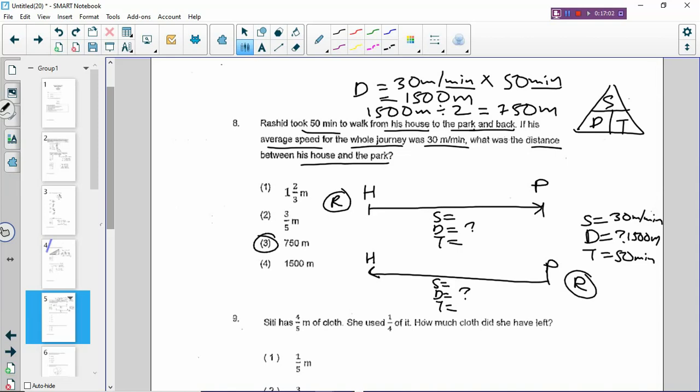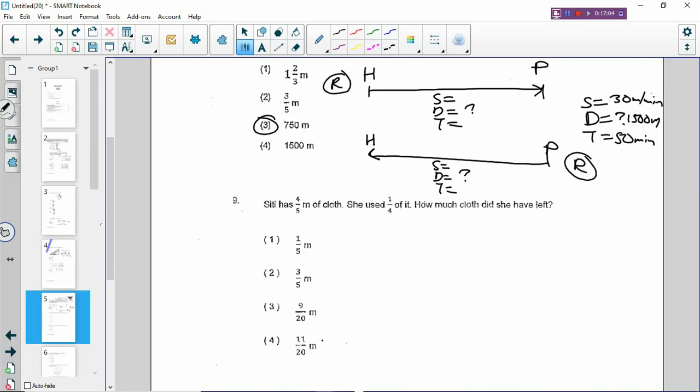Number 9. Siti has 4/5 meter of cloth and she used 1/4 of it. How much cloth did she have left? Now, a very tricky question over here, because some of you will take 4/5 minus 1/4. Now you cannot do that because the two fractions are referring to different groups. If you look at the first fraction, there's a meter, but the second fraction there's no meter. So you cannot take 4/5 minus 1/4.